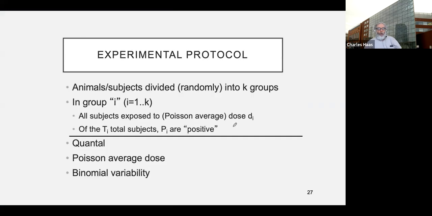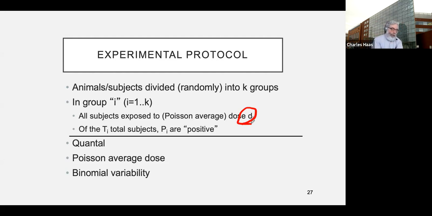So how do we fit dose response models? And I'm not going to give the nitty-gritty detailed statistical methods, but I just want to give you an overview so that you can conceptually understand how we do the fitting. So remember, our design is we have a set of experimental subjects who are divided into some number of groups. In each group, we expose the group to an average dose. Again, Poisson distribution.